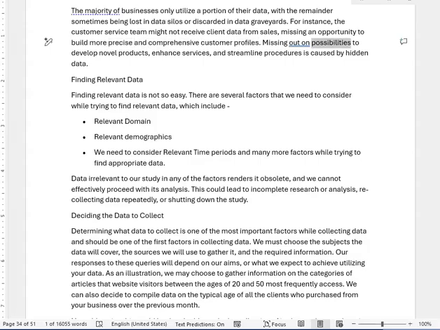Missing out on possibilities to develop novel products, enhance services, and streamline procedures is caused by hidden data. Finding relevant data. Finding relevant data is not so easy.